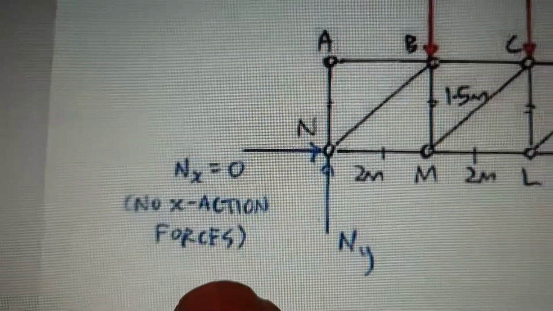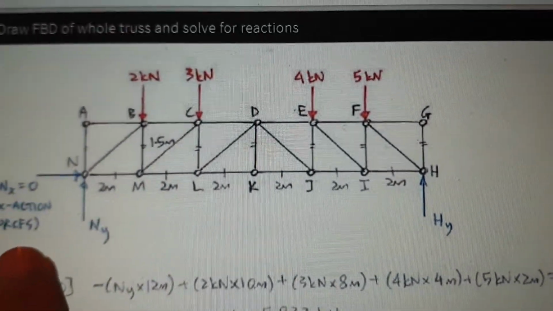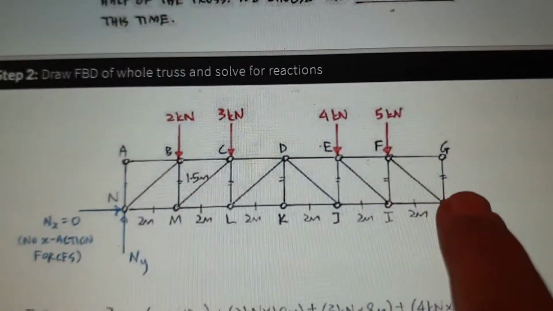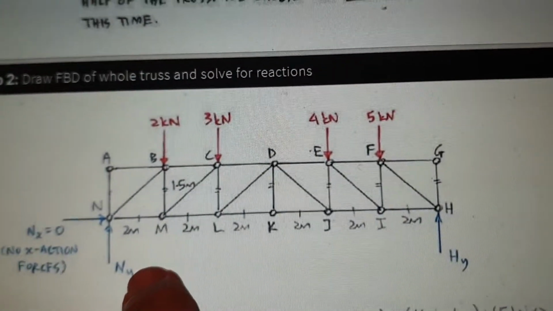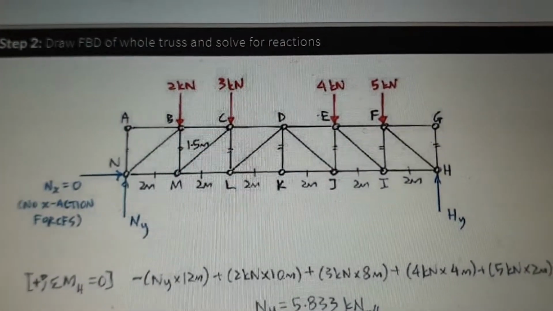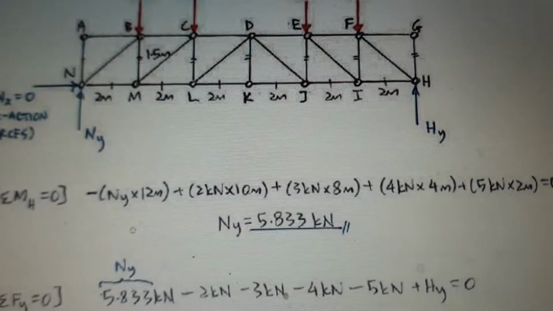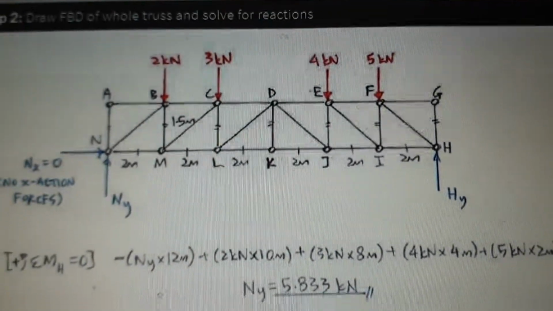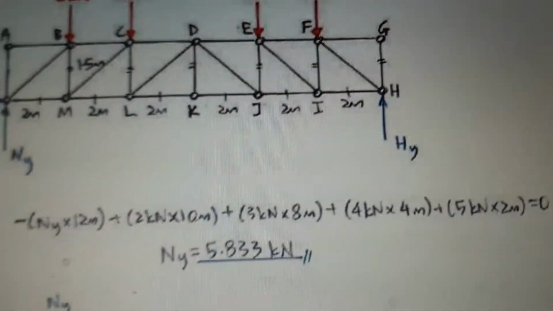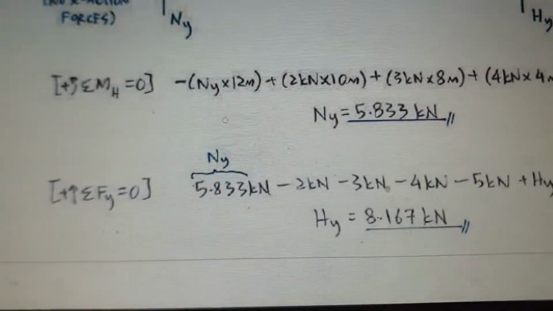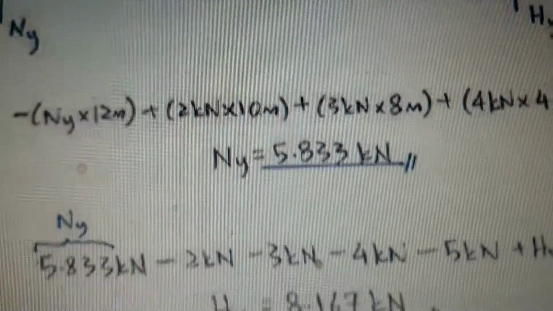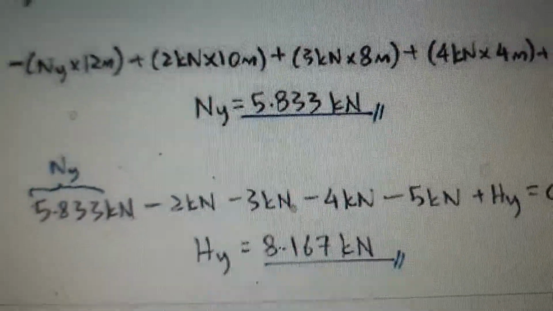No X action forces. Now let's find summation of moment at whichever point you want. Let's do summation of moment at H equal to 0. You can find NY, and that's easy. And you have all the forces, so you could find NY, and you could find summation of forces at the Y equal to 0, and you could find HY. So we have NY 5.833 kilonewton, and we have HY 8.167 kilonewton.